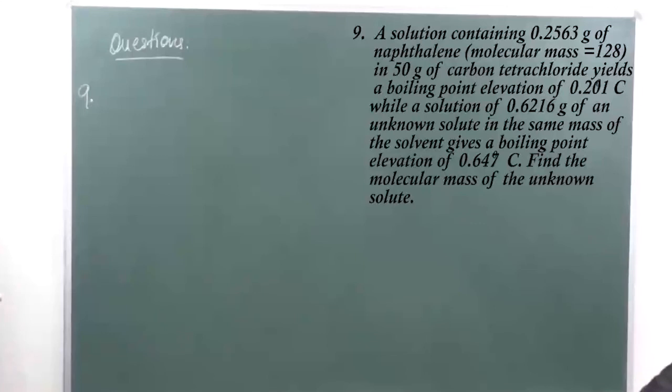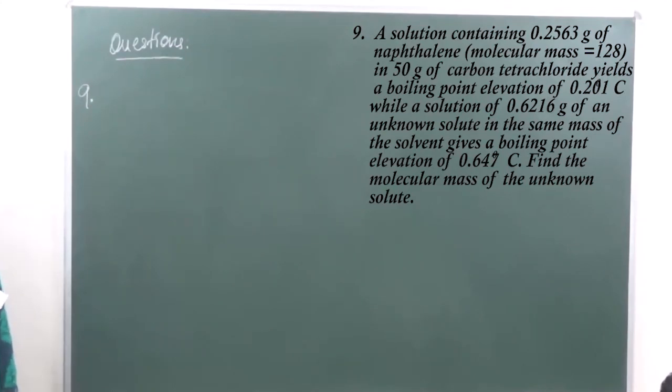Question number 9 is a solution containing 0.2563 grams of naphthalene, molecular mass 128, in 50 grams of carbon tetrachloride yields a boiling point elevation of 0.201 degree. Okay, while a solution of 0.6216 grams of an unknown solute in the same mass of the solvent gives a boiling point elevation of 0.647. Find the molar mass of the unknown.